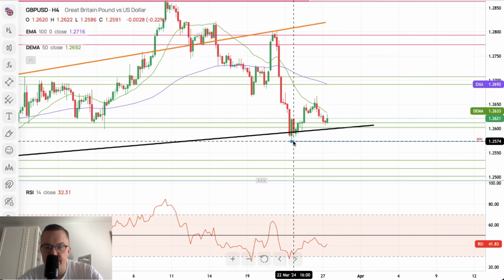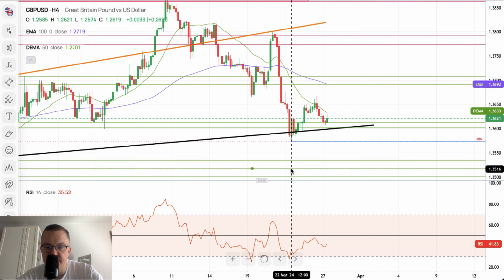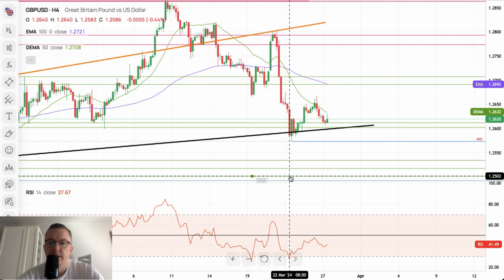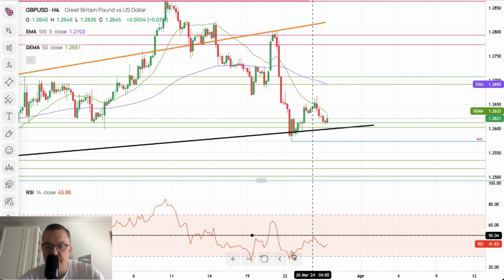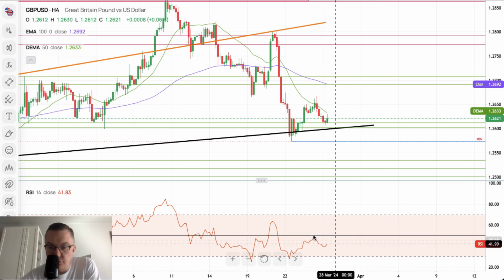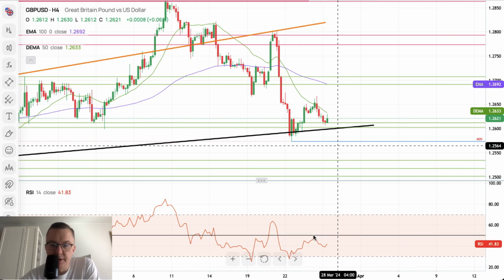If we break below this level, then we still have 1.2533, 1.2516, and 1.25. Basically, the momentum is negative. There wasn't any breakout above the level of 50, so it's exactly the same as it is on the euro dollar. There is still room to the downside here.